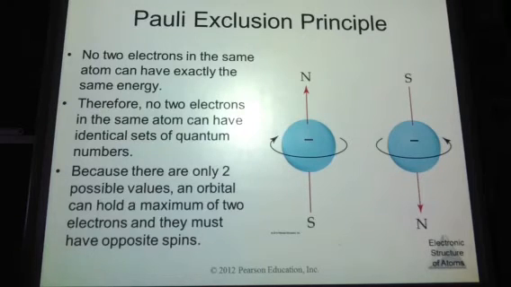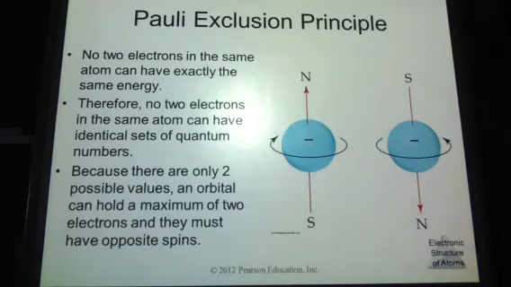Okay, so now we're going to get into our electron configuration rules or principles. We have the Pauli exclusion principle, Hund's rule, and the Aufbau principle. So let's start with Pauli exclusion. The Pauli exclusion principle says that no 2 electrons in the same atom can have exactly the same energy. Therefore, no 2 electrons in the same atom can have an identical set of quantum numbers.